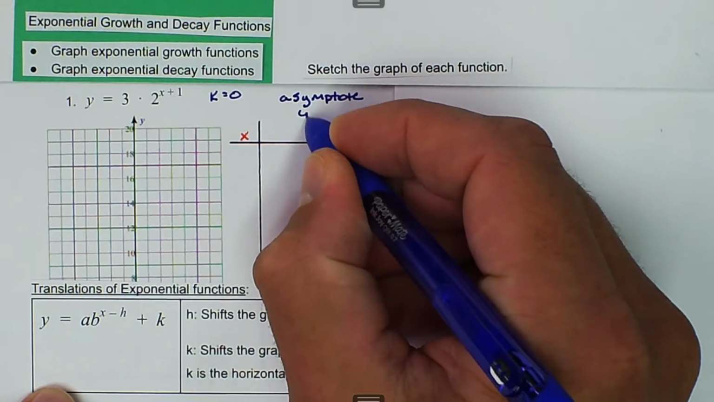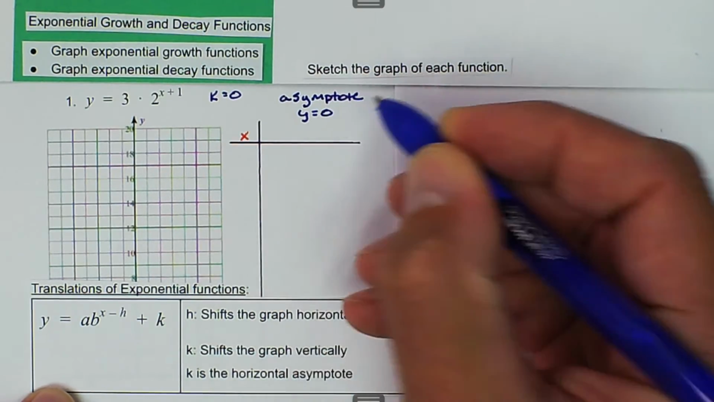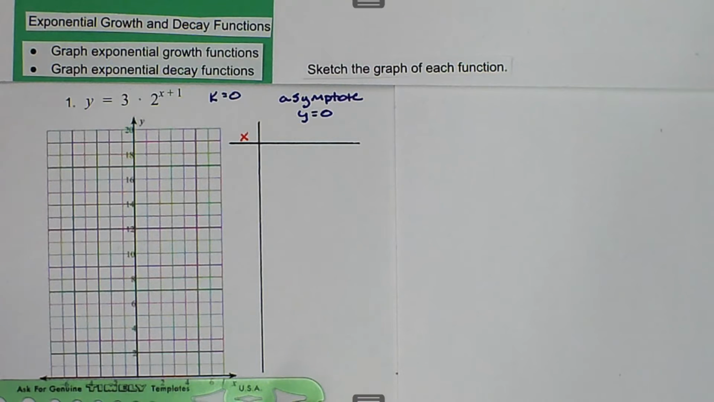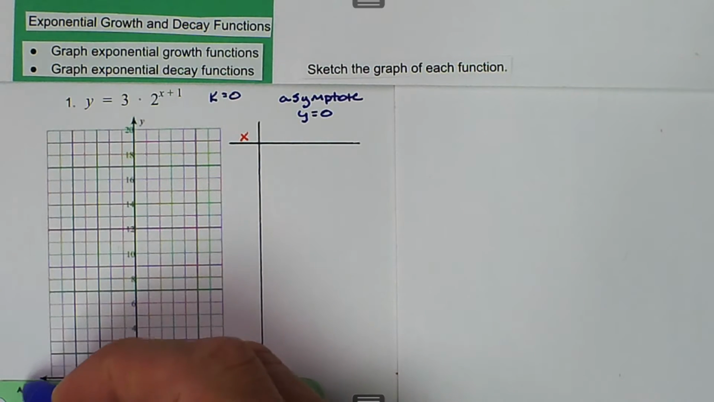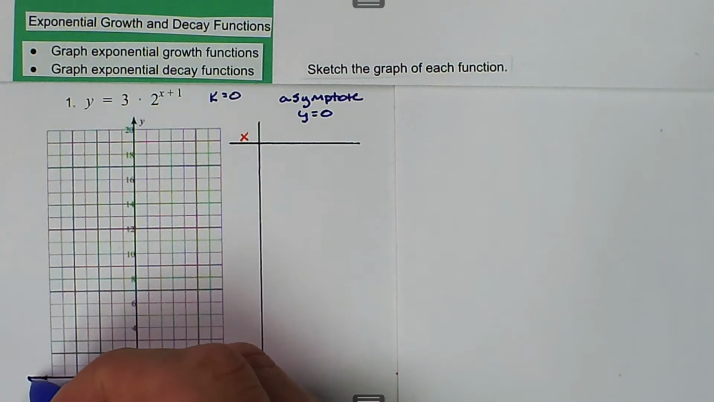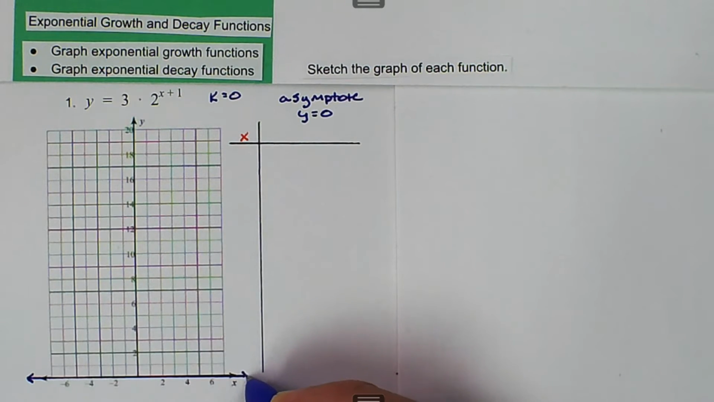is going to be y equals 0. So our asymptote is going to be drawn down here. And we know that our exponential function is not going to cross this line. It's going to get very close to it, but it's not going to cross it.